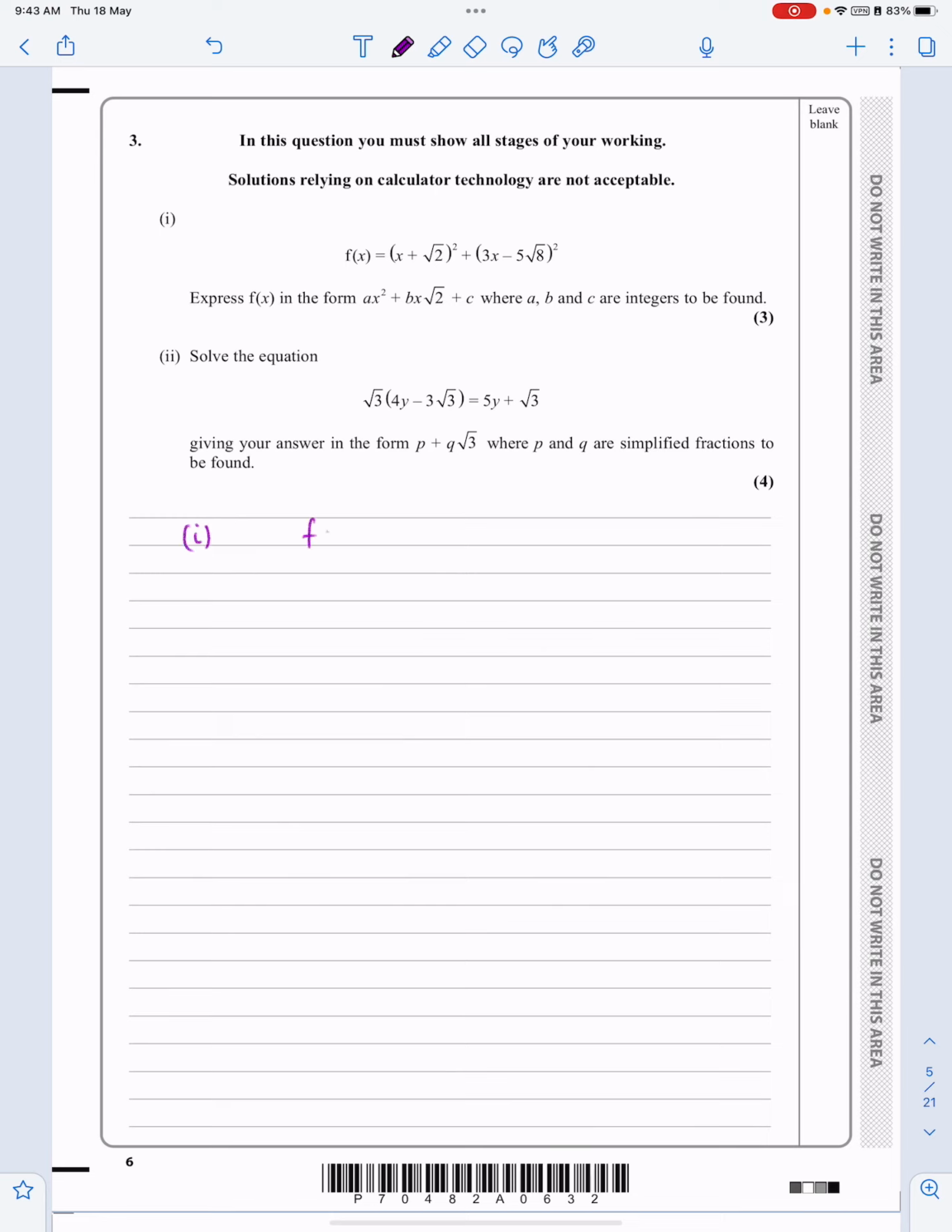It says f(x) is equal to (x plus root 2) squared plus (3x minus 5 root 8) squared. And it says, can you express this in the form ax squared plus bx root 2 plus c? So in effect, multiply this all out, tidy it all up, collect everything together, and then see what we've got here. It wants it all in the format root 2, so you've got a choice really early on.